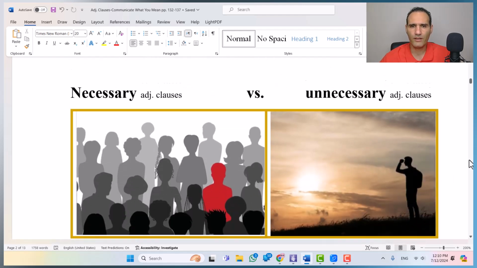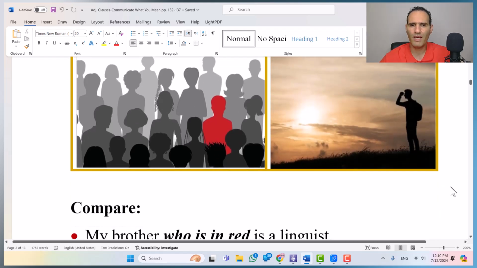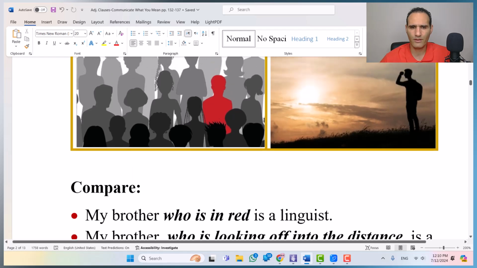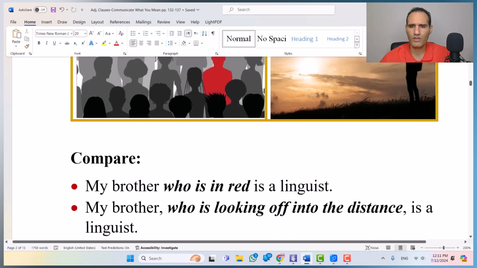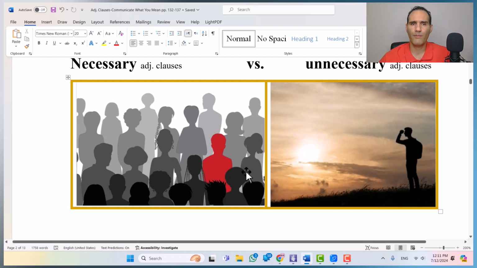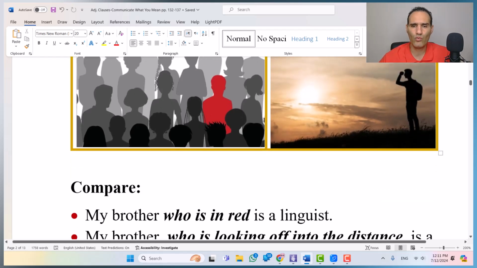Now here we got necessary, unnecessary. Look at these two pictures. Imagine that they are about my brother. One of them says, my brother who is in red is a linguist. The other, my brother, comma, who is looking off into the distance, is a linguist. So in this one, there are some people and I want to select one from a list or a group. So the adjective clause here is necessary. I say, my brother, which one? That one who is in red is a linguist.